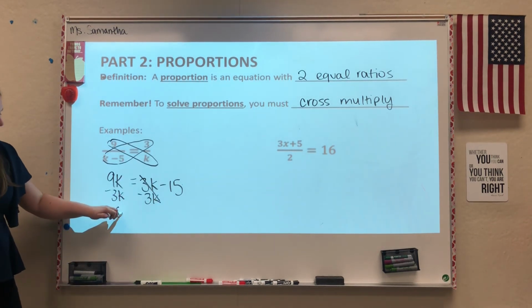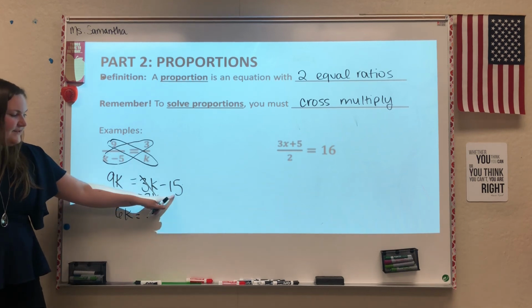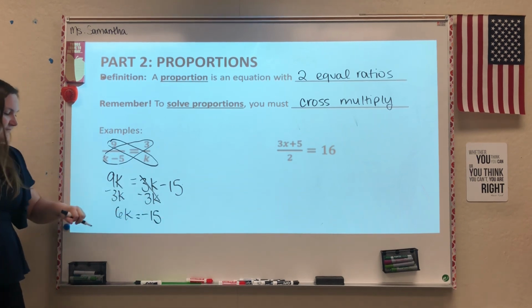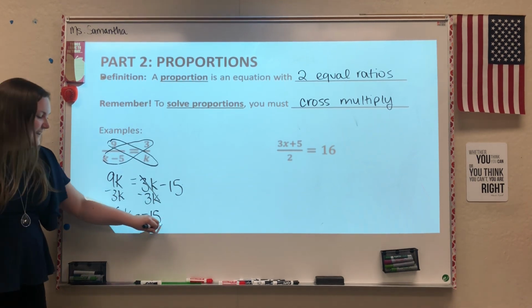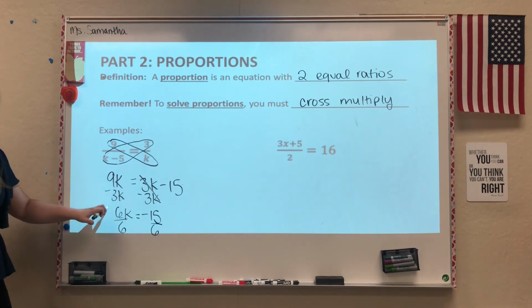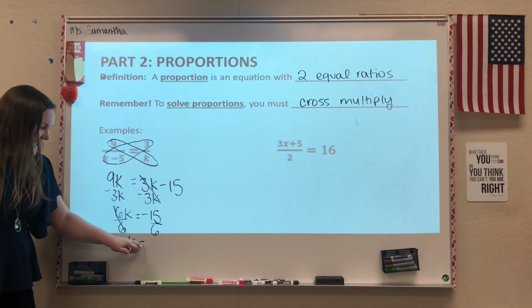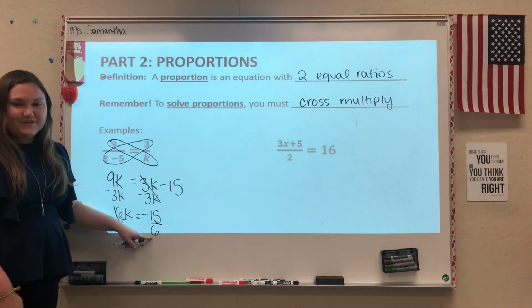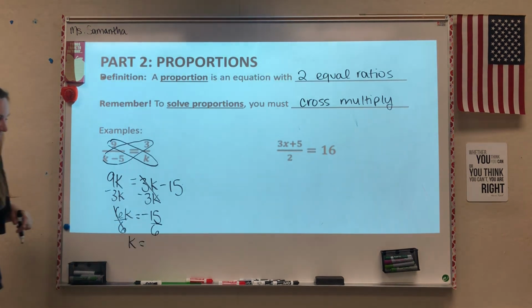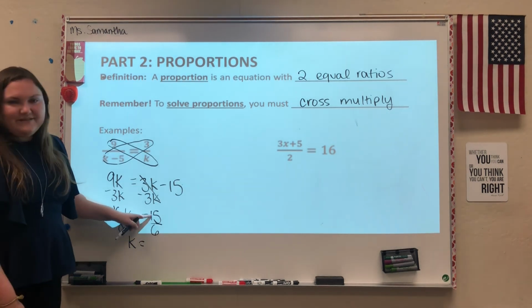After that, you've got your 6k equals negative 15. Your last step is dividing both sides by 6. That leaves you with k equals negative 15 over 6. I'm going to leave it as a fraction, but I can simplify that fraction. Do you see what number you can divide 15 and 6 by?